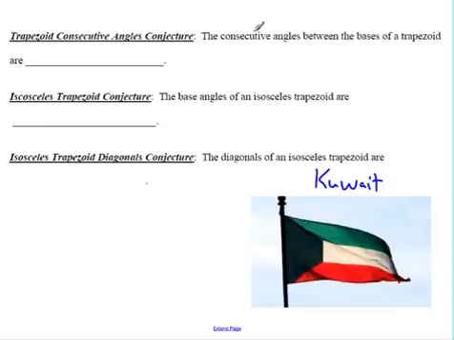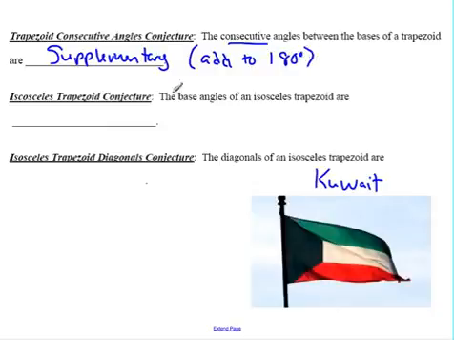Let's talk about these properties really quickly. The consecutive angles between the bases of a trapezoid, remember, those are going to be supplementary angles. That means that they're going to add up or sum to 180 degrees. Isosceles trapezoid conjecture: the base angles of an isosceles trapezoid, remember, those are going to be congruent. And the isosceles trapezoid diagonals conjecture: the diagonals of an isosceles trapezoid are also going to be congruent.